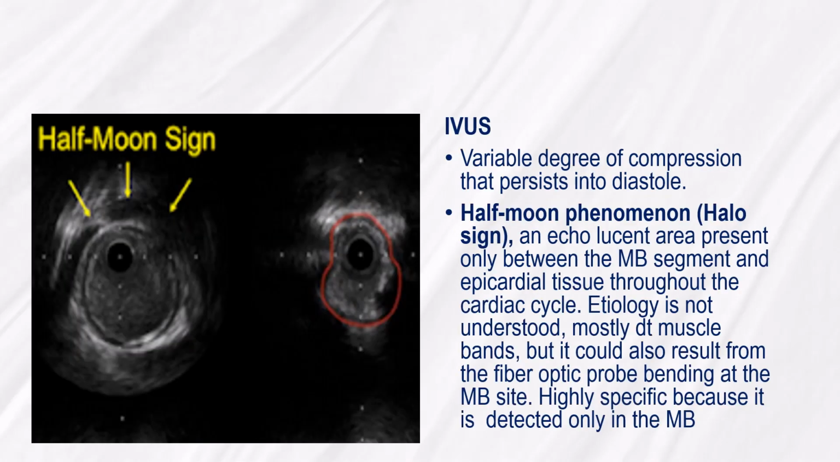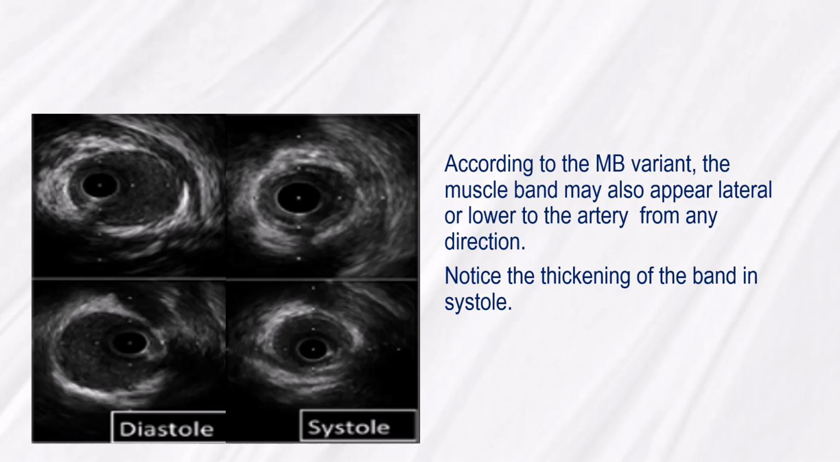In IVUS, there is the half-moon phenomenon or halo sign, which is highly specific, only detected in myocardial bridge, in which there is an echolucent area surrounding part of the circumference of the artery. Most probably it is due to the muscle band. Also, the IVUS may detect a variable degree of compression that persists into diastole. According to the variant, the muscle band may appear lateral or lower to the artery from any direction. Notice the thickening of the band in systole.